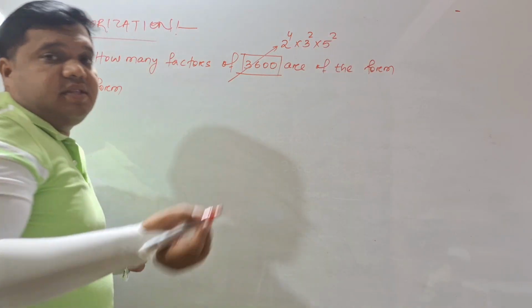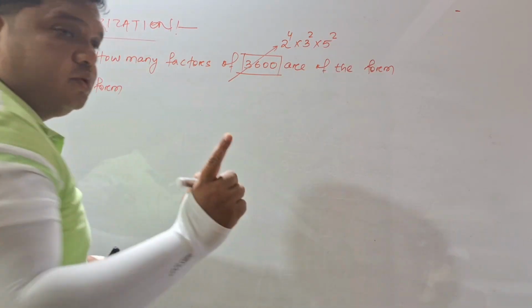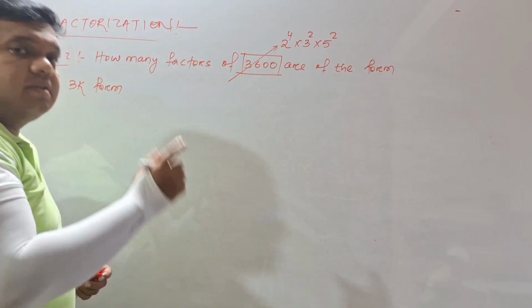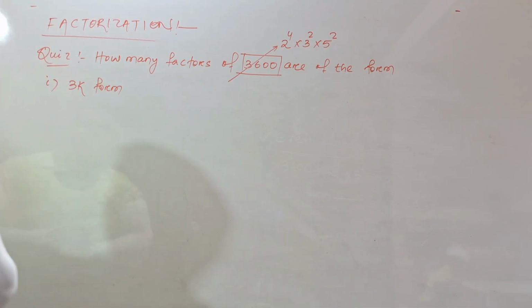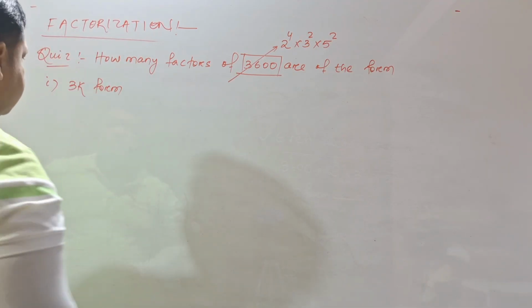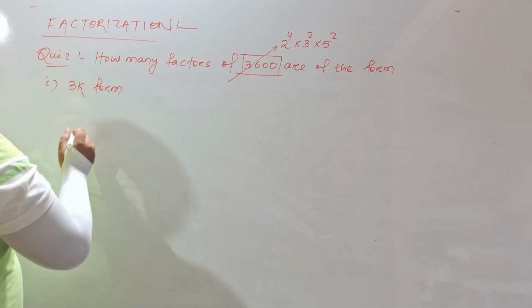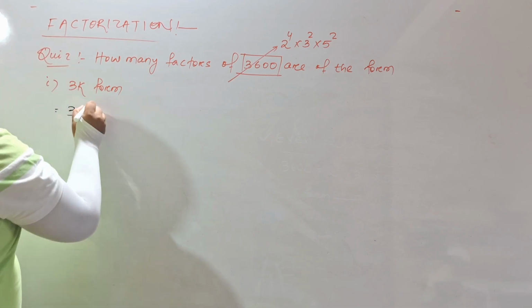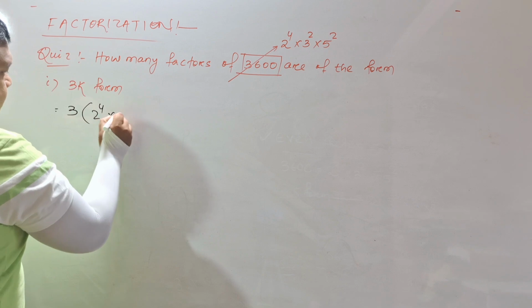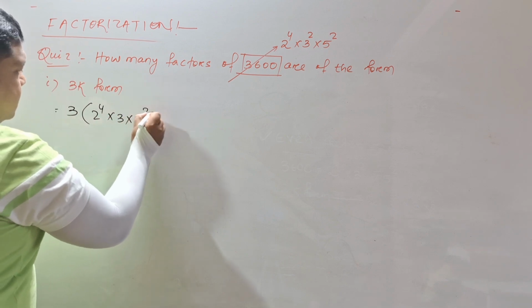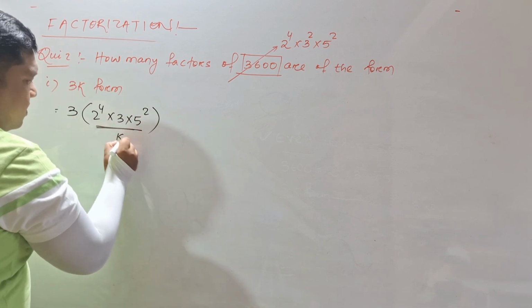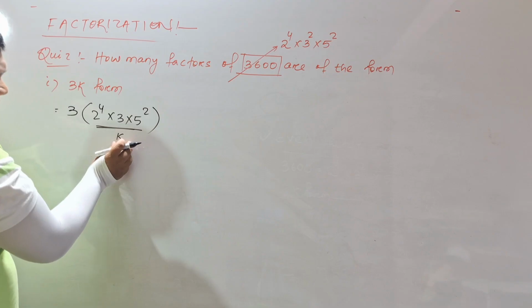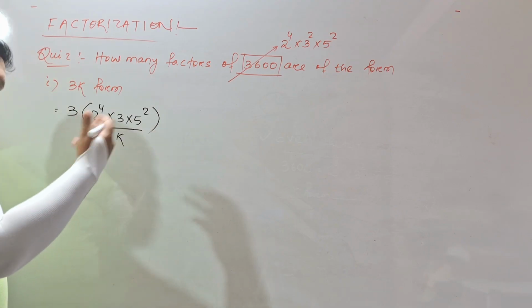They can ask you anything in the exam, any number. So do the prime factorization first, then continue. Now the thought process, which is very important. Already told you, 3k form means I take one 3 outside and write the remaining inside the bracket. This is your k, the number. When this number is multiplied with 3, that will be 3k form.